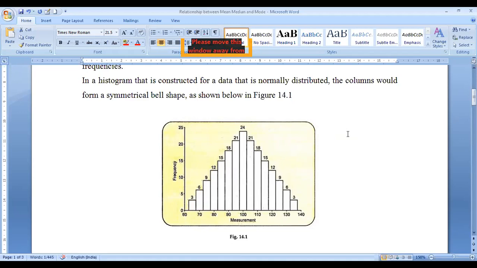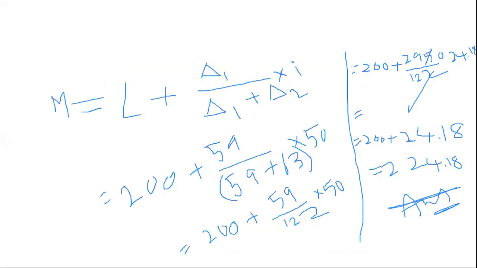For example, if somebody is given a data set: for 50 to 60, how many members are there? 3. For 65 to 75, 6 members. For 75 to 85, how many members? 9 members. If the data is showing like that, and you put a graph in the normal distribution curve and get a curve like this, that is called the normal distribution curve. Or else I will show you what the normal distribution curve looks like.